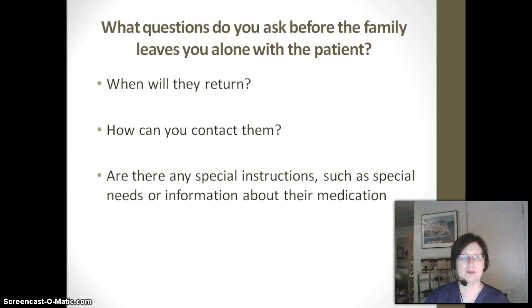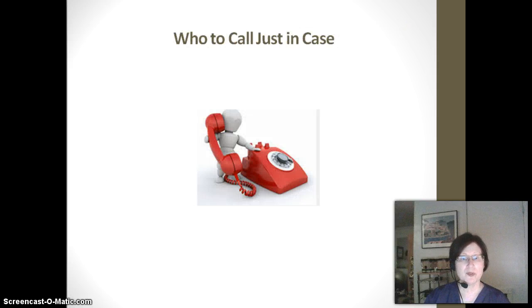Once you have arrived for your visit, before the family leaves, make sure you ask the following questions. When will they return? How can you contact them? Are there any special instructions such as special needs or information about their medication? Most importantly, you will need to know who to call just in case.